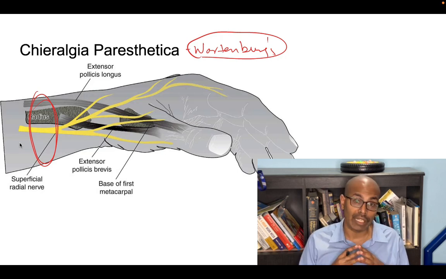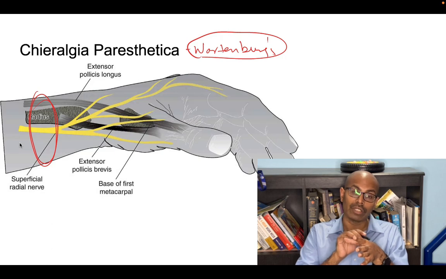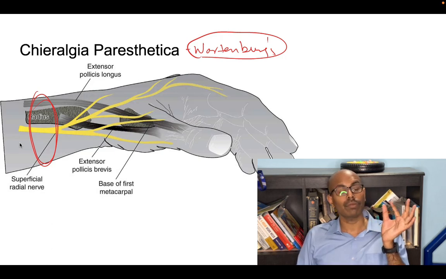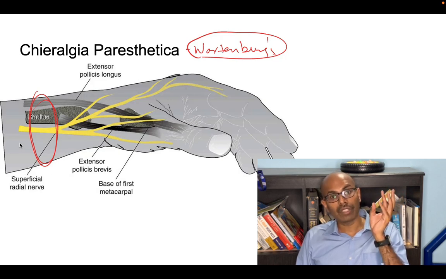Chieralgia Paresthetica. It causes numbness over the first web space, which is the autonomous zone for the superficial radial nerve. What is the autonomous zone for the median nerve? The volar tip of the index finger. What is the autonomous zone for the ulnar nerve? The volar tip of the little finger.